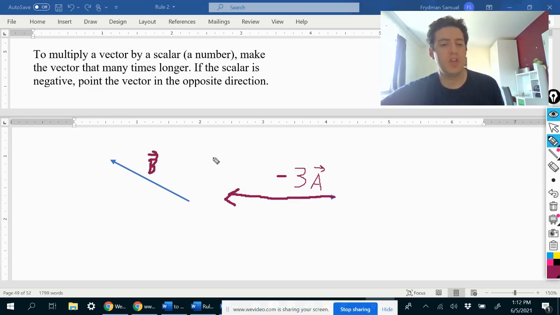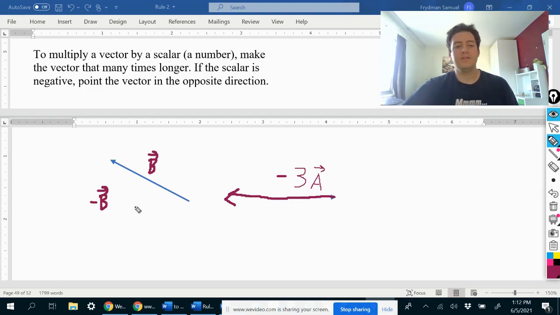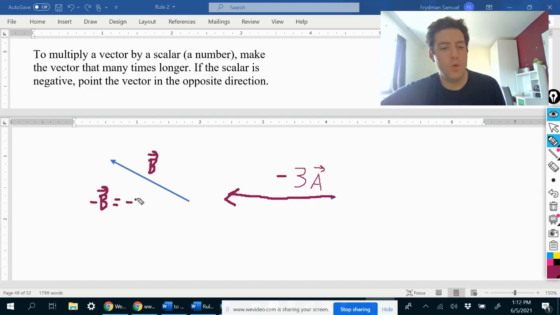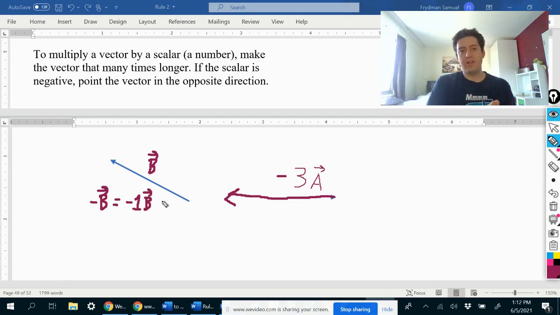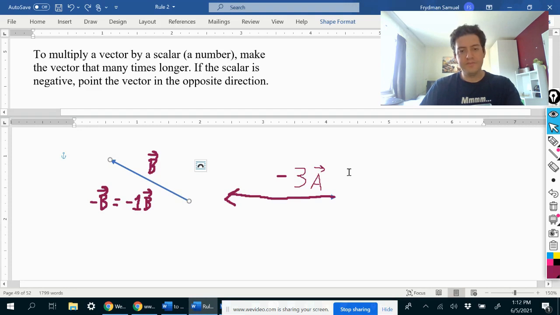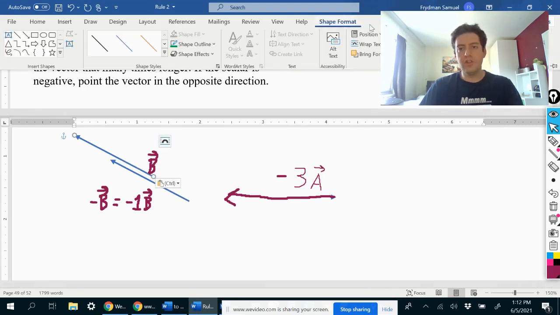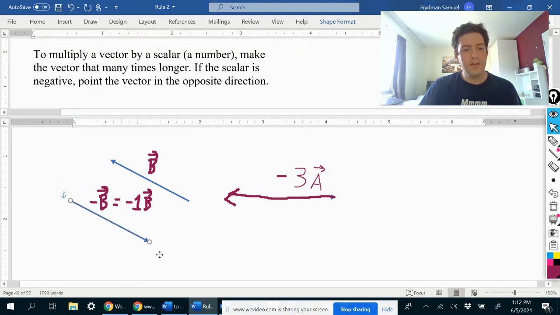What if I wanted the vector negative B? What would that look like? Well, that's like negative 1 times vector B. So I'm not changing how long it is. Making something 1 time as long means we're not changing the length at all, but it would be moving in the opposite direction. So if this over here is vector B, then we could just make that go in the opposite direction. This would be vector negative B, or negative 1B.